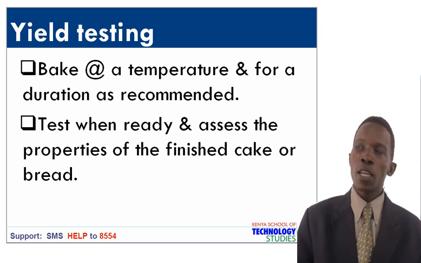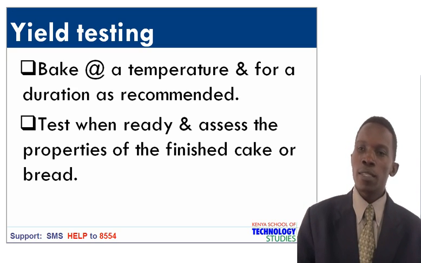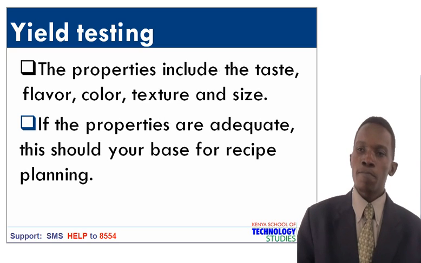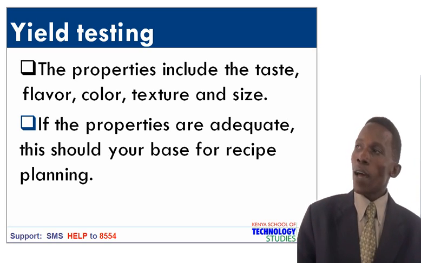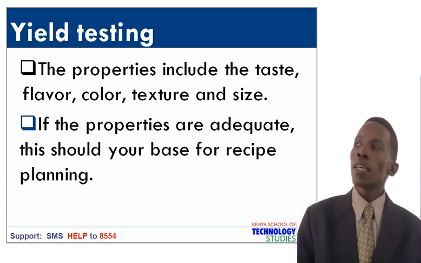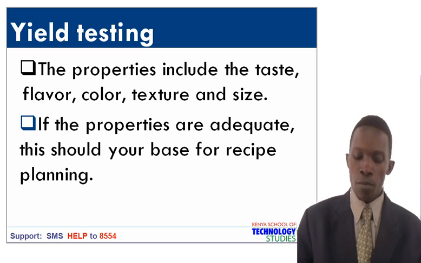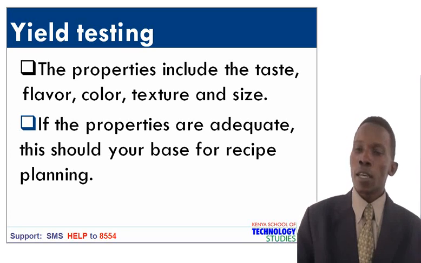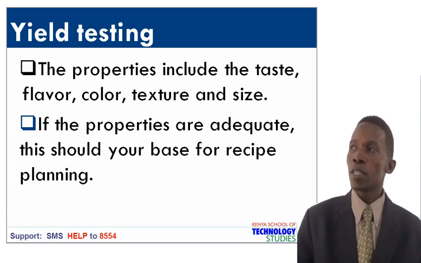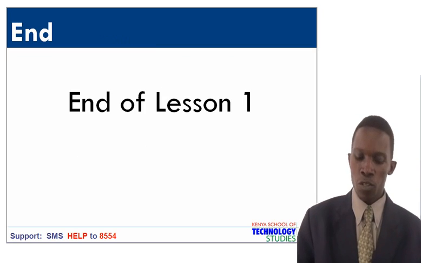The properties include where you assess the taste, flavor, the texture, and also even the size of the product that you have already made. The properties need to be tested so well, and then if you find that they give adequate and sufficient taste, then you can base your recipe on the yield, the method that you have made, so that you can be having similar kind of yield thereafter.